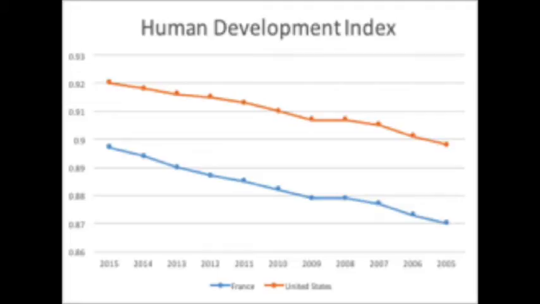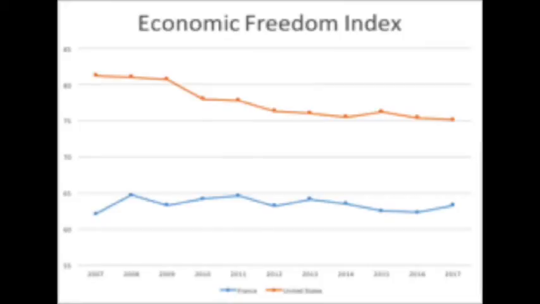However, the U.S.'s high HDI score is most likely attributable to its stronger emphasis on schooling. Relative to this is the measure of economic freedom. The U.S. on average appears to be more economically free. France experienced a slight increase in 2008 and fluctuates between a score of 63 and 65 until 2017. The U.S., on the other hand, starts relatively high at a score of 82 and has a major decrease in 2009 and steadily decreases until 2017.